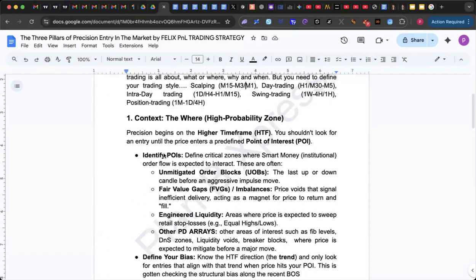Now, these three items, number one, the higher time frame. So the answer of the where, or the what, which is the high probability zone. You have to identify the context at which you want to be establishing the things you're looking for. So this is the concept: precision begins on the higher time frame. You shouldn't look for entry until the price enters a predefined point of interest.